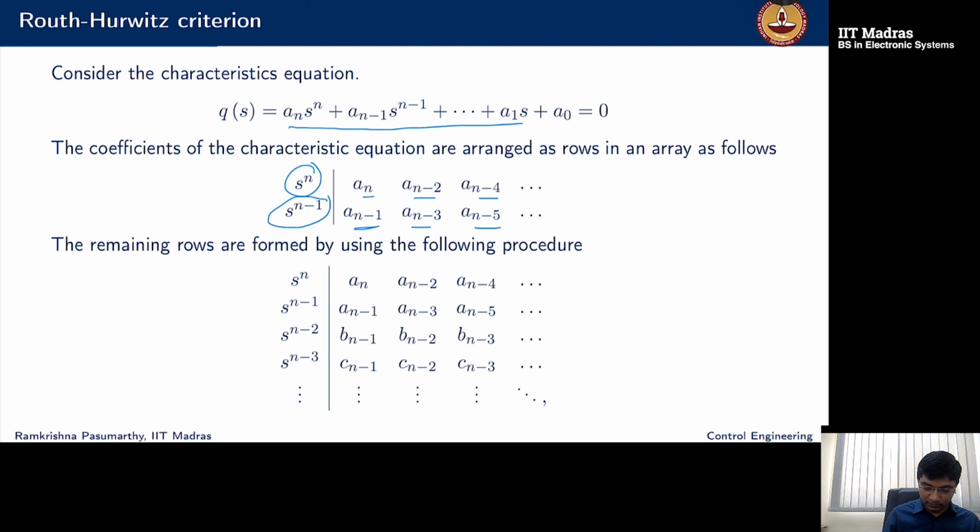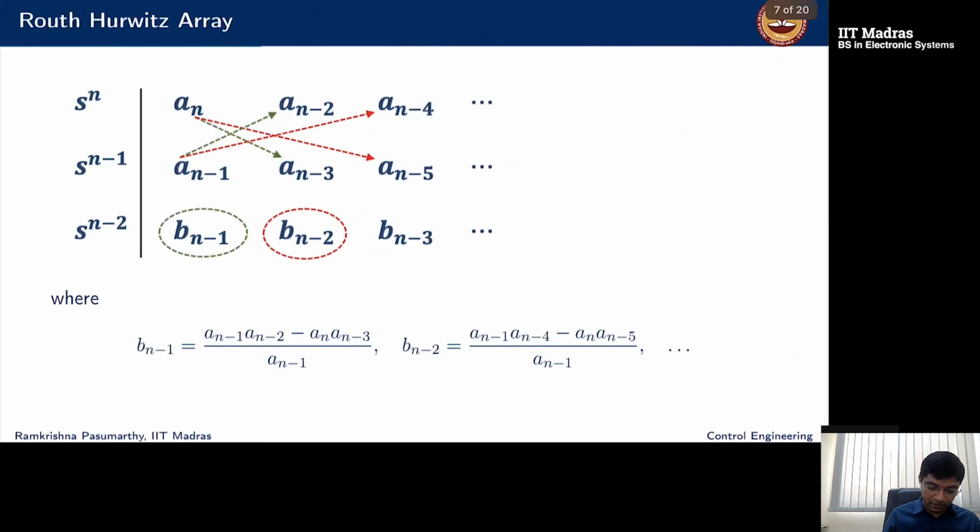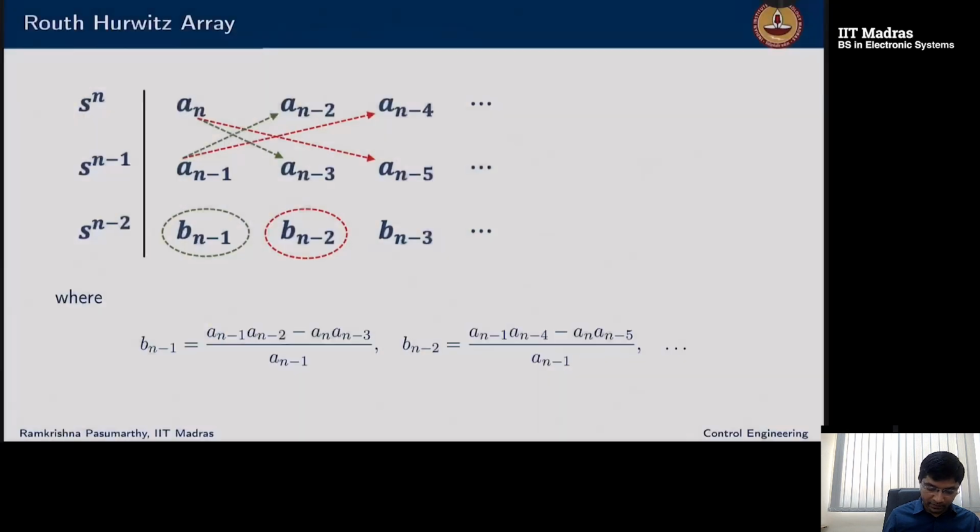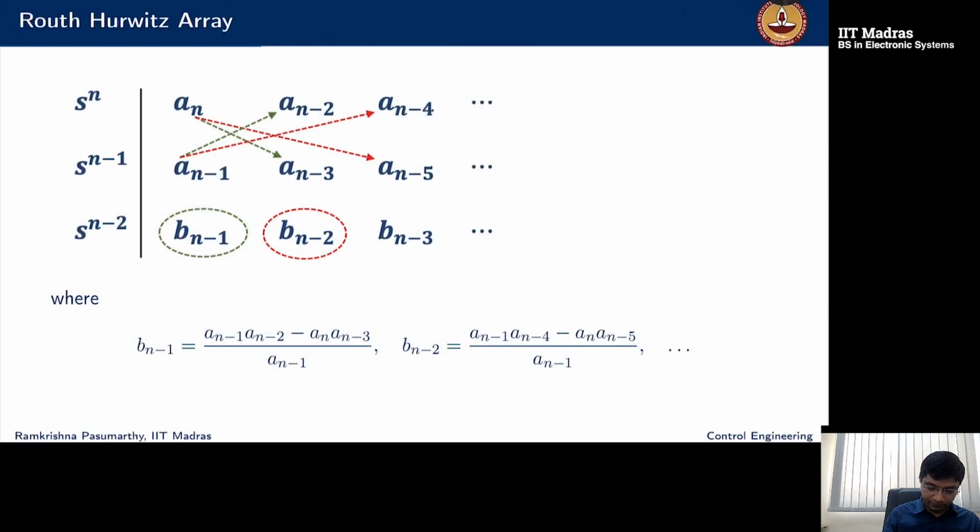And the remaining rows are formed by computing each of these, b_n-1, b_n-2, c_n-1, c_n-2, and so on. Okay, how are these computed? So b_n-1 starts by computing the negative determinant of a_n, a_n-2, a_n-1, a_n-3, divided by the term just above it. Similarly, I can also look at computing b_n-2.